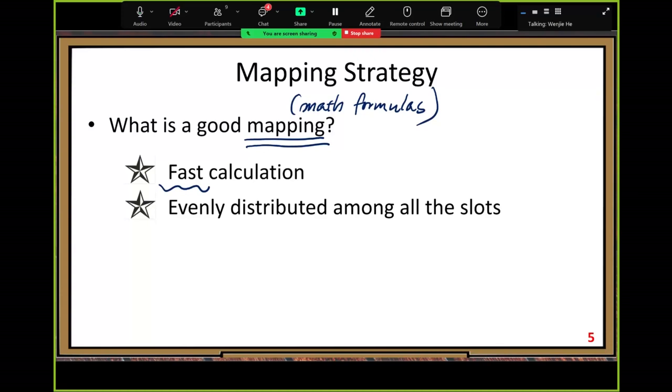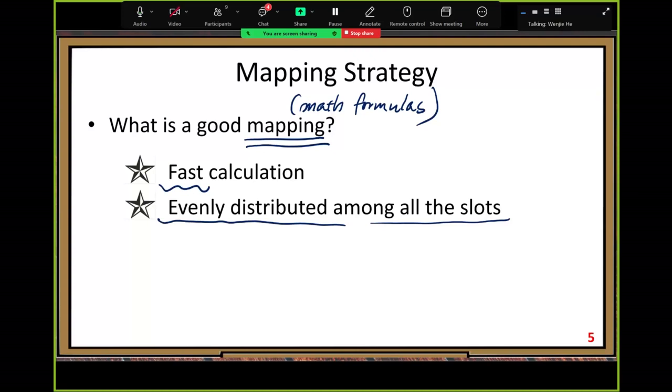So if you can distribute the elements evenly among all the slots, then you can significantly reduce the collision problem. So the second property is also important. You want to spread the data items as evenly as possible. It's hard. We know it's hard to spread evenly. But we want to try our best to get this property.